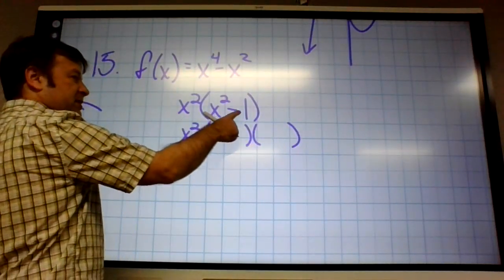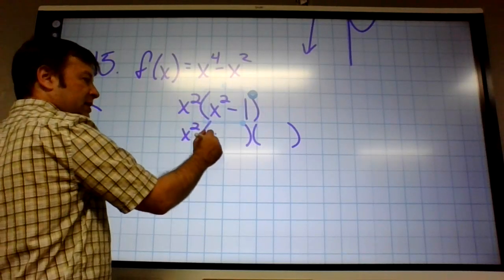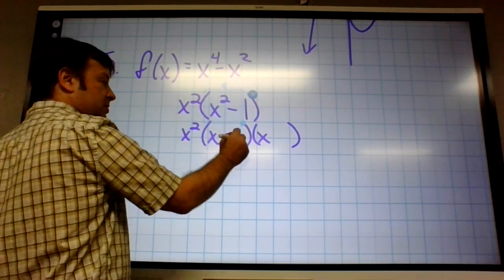It's a square minus a square. Both of these have square roots. The square root of this is X, and the square root of 1 is 1. So you do plus 1, minus.